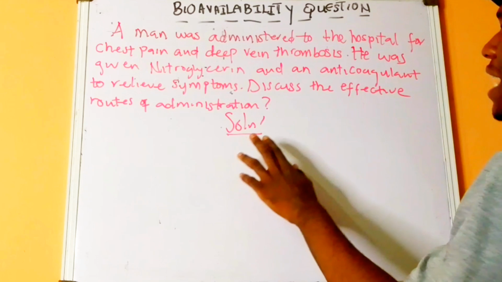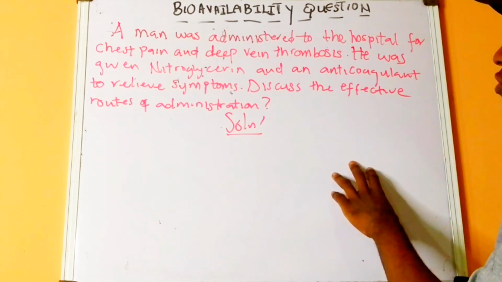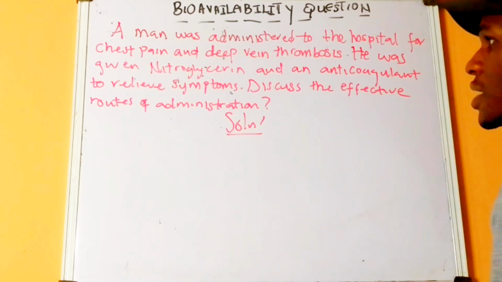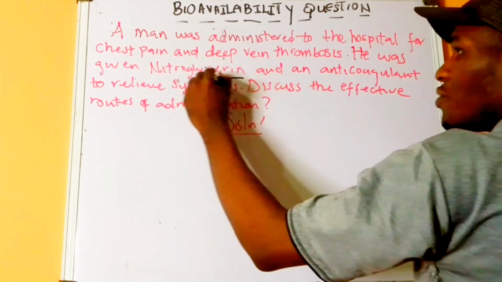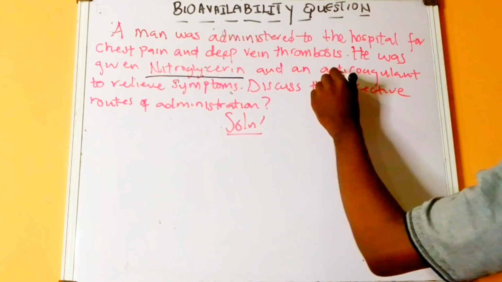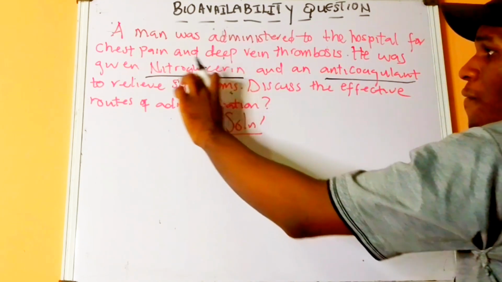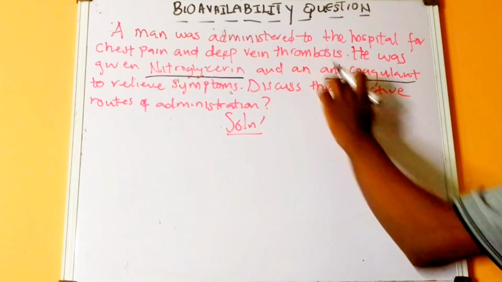It says a man was admitted to the hospital for chest pain and deep vein thrombosis. He was given nitroglycerin and an anticoagulant to relieve symptoms. Discuss the effective route of administration. So we know he was given nitroglycerin and anticoagulants: nitroglycerin for his chest pain, anticoagulant for the deep vein thrombosis.